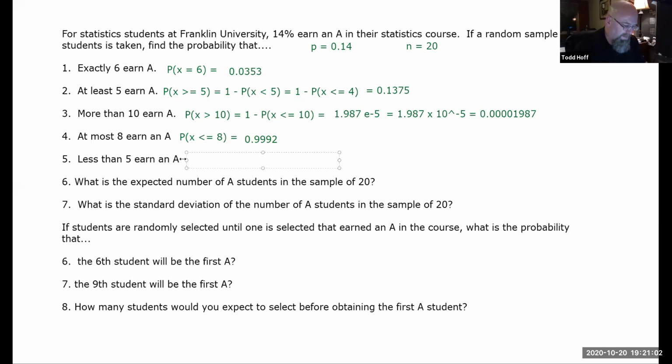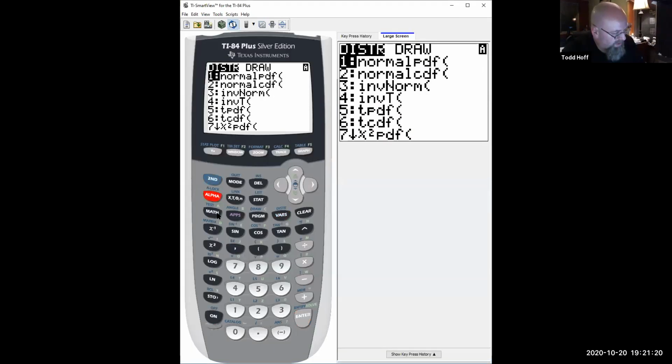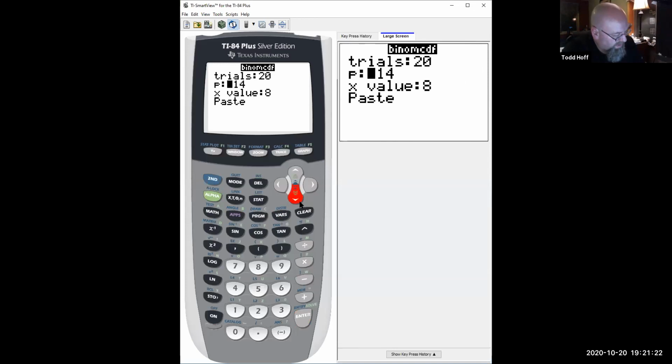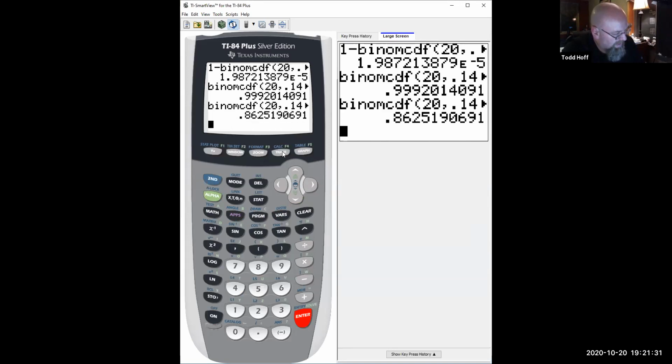Less than 5. So it's strictly less than 5. So that's going to be probably x is less than or equal to 4. So I change this to a 4 here now in our function. Second distribution, binomial CDF. Change this to a 4. 0.8625.